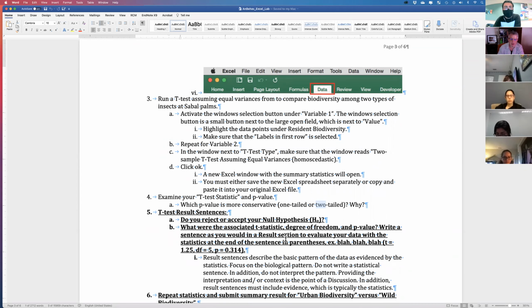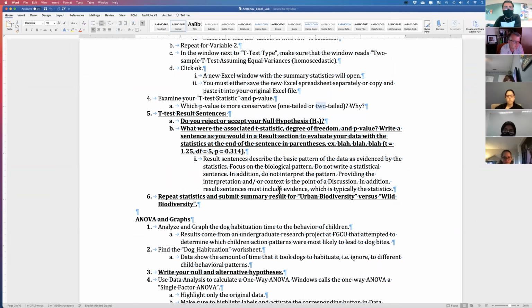So y'all ran a test. And I ask you to write a result sentence. Do you reject or accept the null hypothesis? And then based on that, you write a sentence. Like all good science, you have to have evidence for whatever you say. That's why we use citations. That's our evidence. That's why we use statistics. That's our evidence. So you're going to make a declaration.